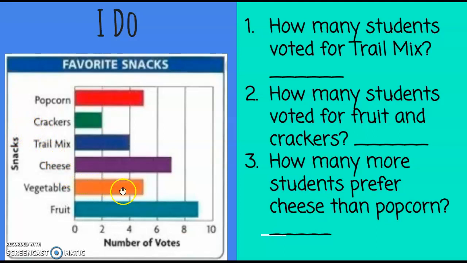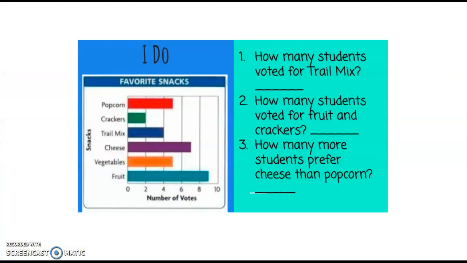If you look at vegetables right here, you see vegetables falls in the middle, but we have 4 and we have 6. So what number comes between 4 and 6? That's 5. Our scale is counting by 2s. You can see it begins with 0, and then it goes 2, 4, 6, 8, 10. So go ahead and try to answer these questions and then come back in. Pause the video. Alright guys, let's answer these questions.